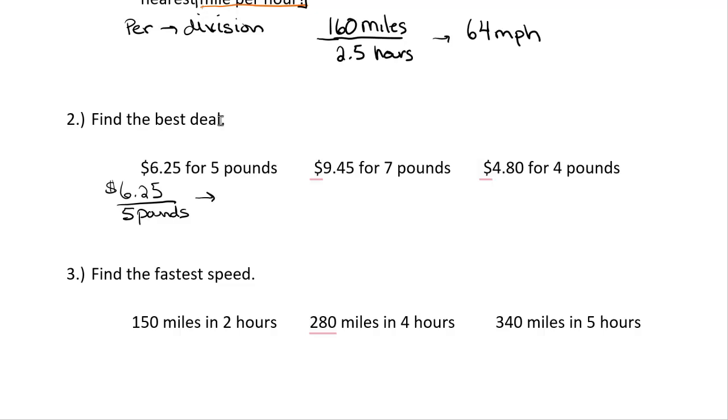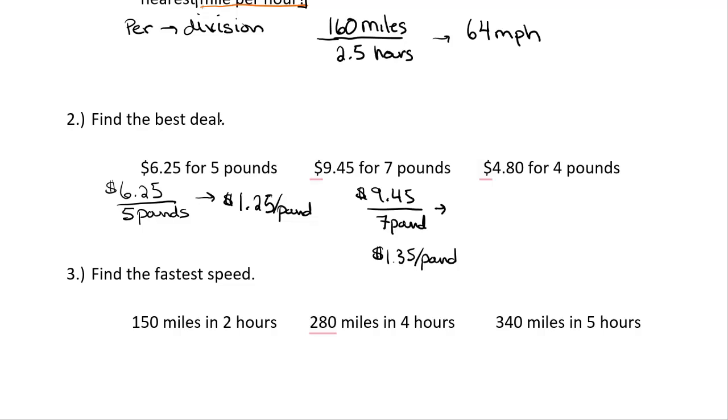Again, that is a way that we can use these units to help us set these up. Money has to be on the top, pounds have to be on the bottom. So I go ahead and divide. And I get that 1 pound costs 125 cents or $1.25 per pound. Now I need to do that again for the $9.45 for 7 pounds because that gives me a comparable amount. I need to know for each of these how much 1 pound costs. So unit rate: 9.45 divided by 7, and we get $1.35 per pound.